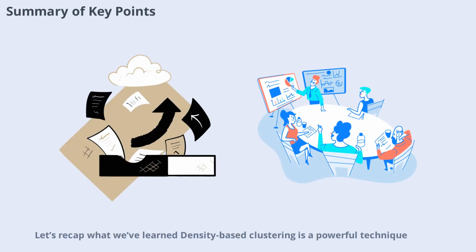Let's recap what we've learned. Density-based clustering is a powerful technique for discovering natural groupings in data, especially when clusters have irregular shapes or contain noise. Algorithms like DBSCAN, OPTICS, and HDBSCAN offer flexibility and robustness, making them suitable for a wide range of applications.